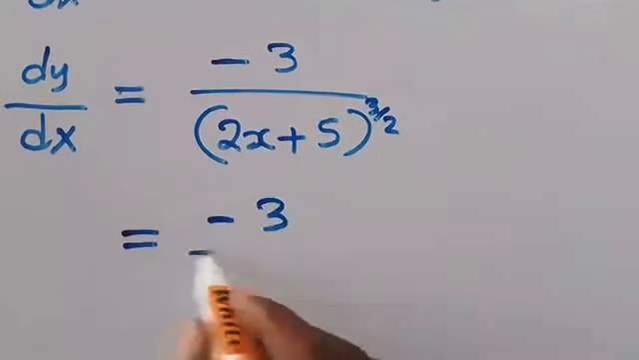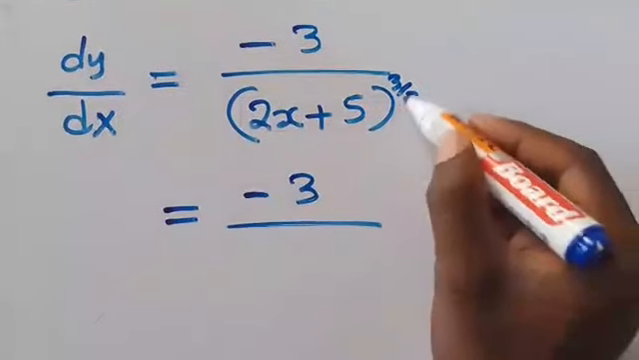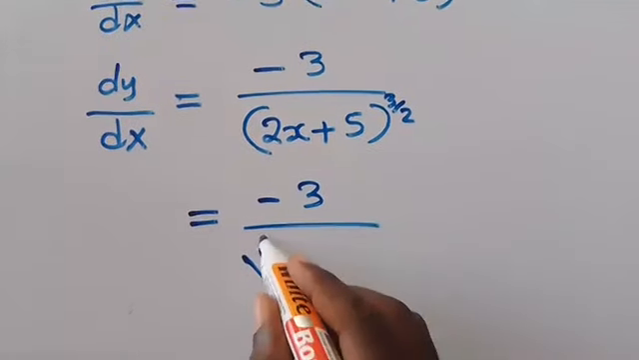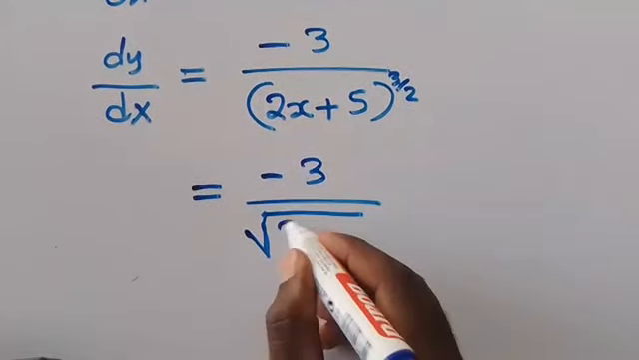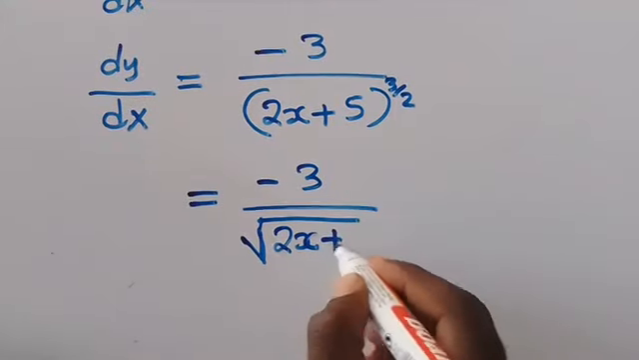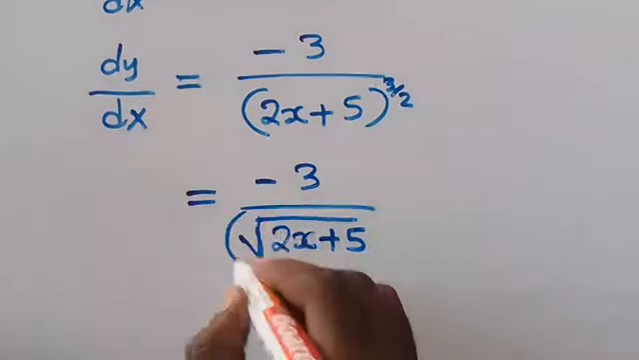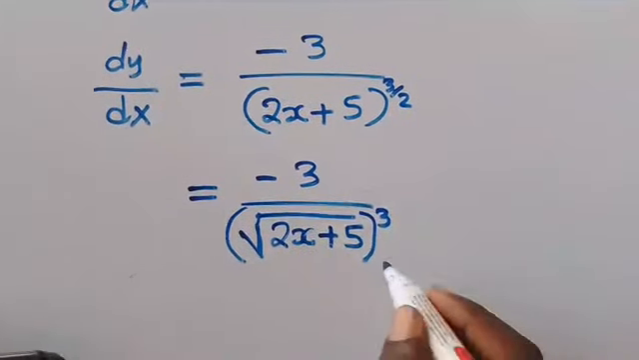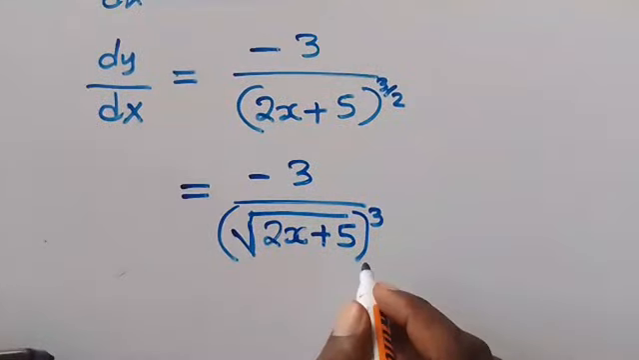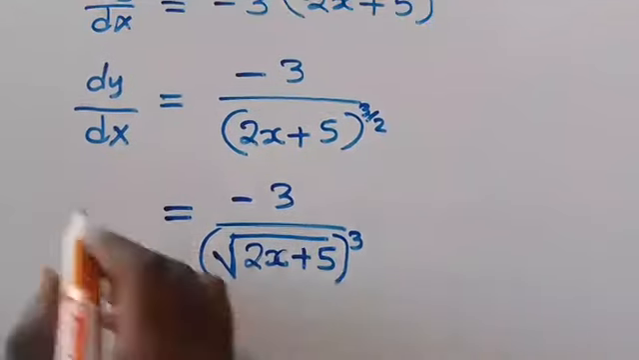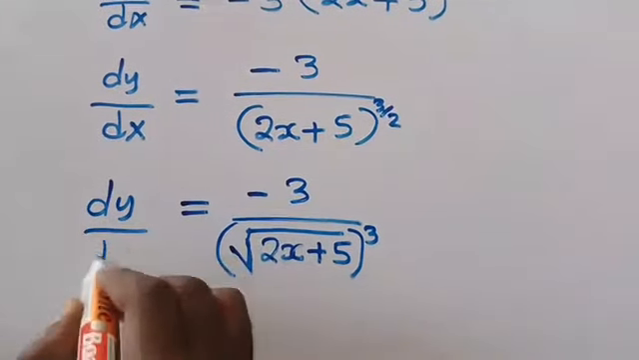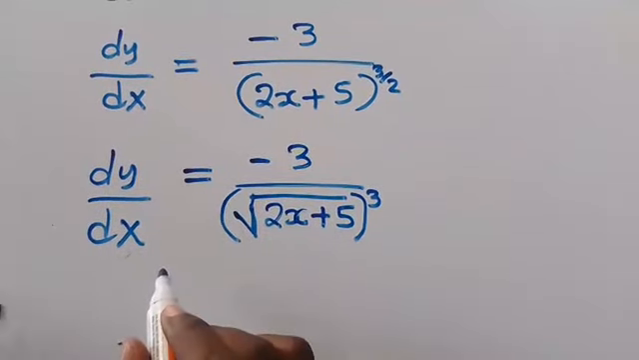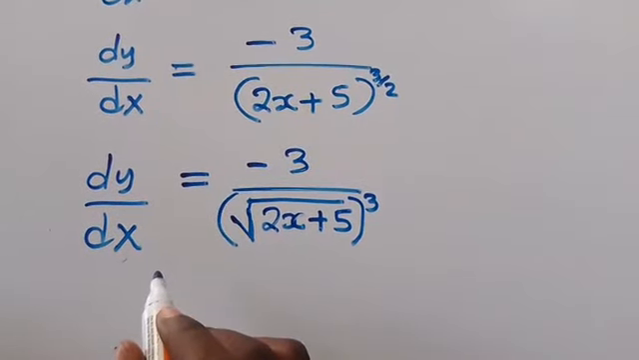Negative 3 over. I know that this is the root, so this is just the same as root under one root, 2x plus 5, then I put the 2 inside and the 3 outside. This is just the same, which means this is my final answer. This is how we go about this question, and how you are supposed to answer it.